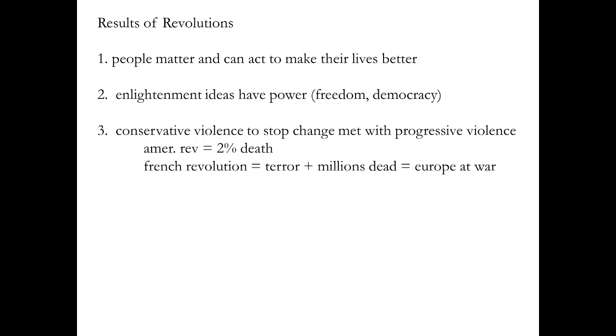That conservative violence to try to stop the French Revolution, attack by Austria and Prussia, made the French Revolution defend itself and then counterattack. That conservative violence was met with progressive violence. That people, having been given rights, were not going to lose those rights. Two percent of Americans died in the American Revolution. Two percent. That is a massive amount.